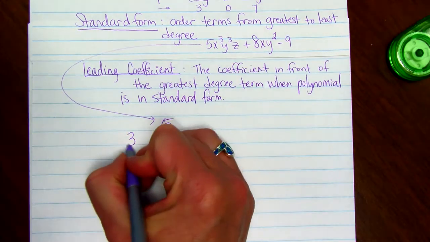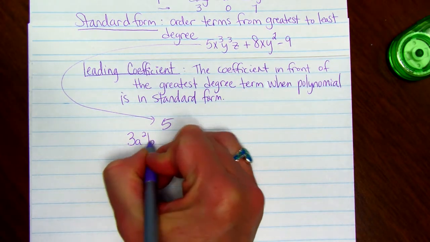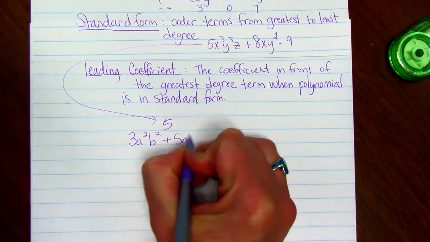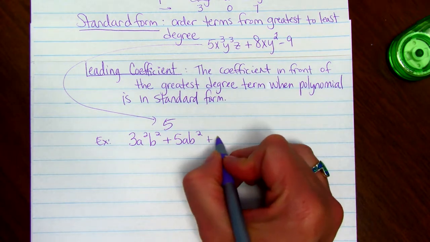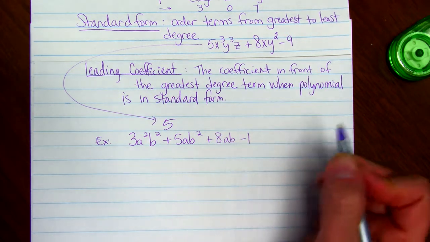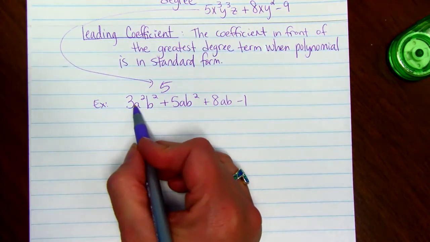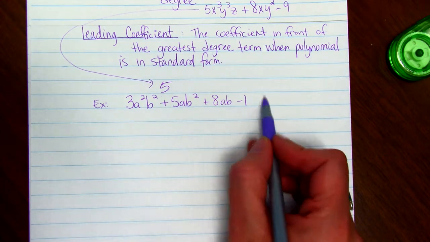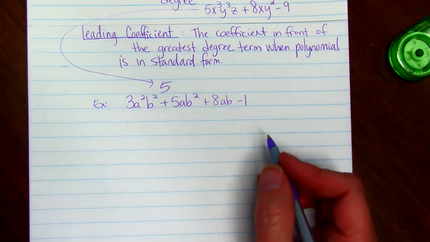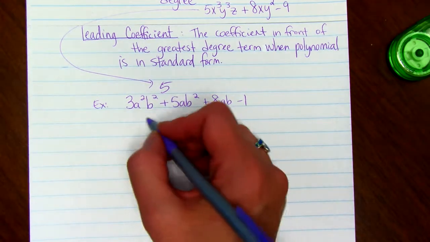Here's an example where we want to find the leading coefficient. Let's see, plus 8. Let's see if this is in standard form. This has a degree of 4. This is 3, 2, 0. Okay, so it's in standard form. The leading coefficient is 3.